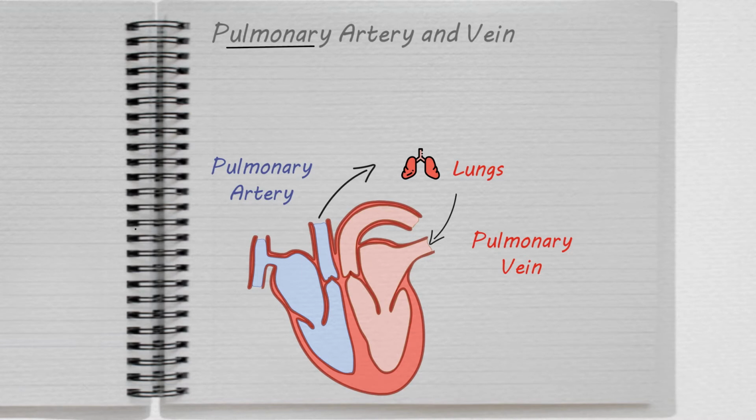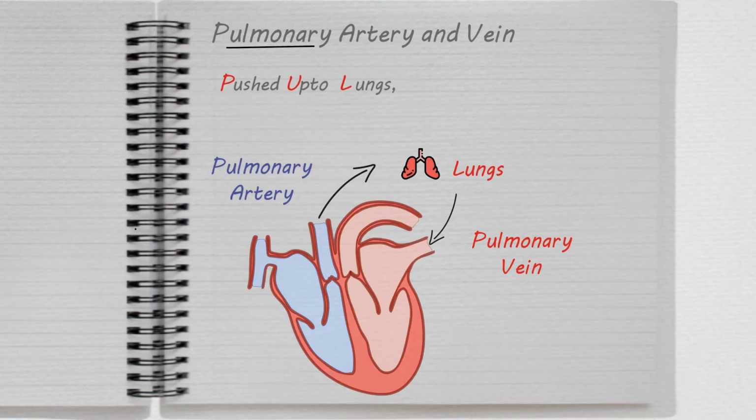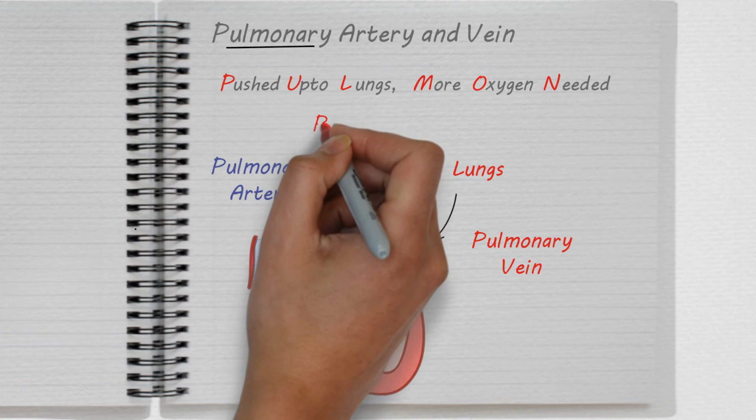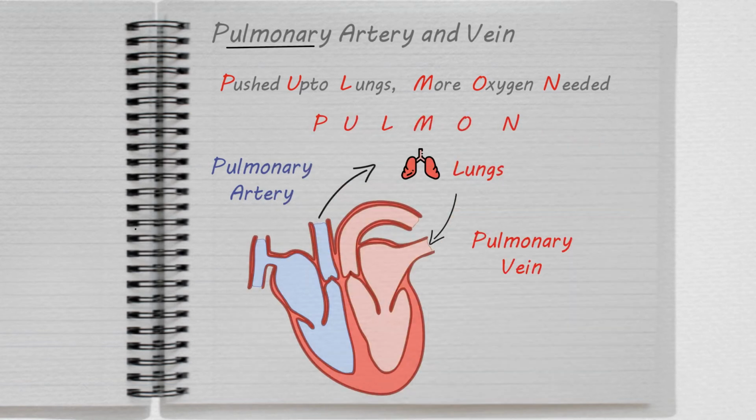Here's what we do. Think, why is blood pushed up to the lungs? Because more oxygen is needed, of course. Pushed up to lungs, more oxygen needed. P-U-L-M-O-N, pulmon. Pulmon will remind you of pulmonary. The pulmonary artery and vein take blood from the heart to the lungs and back.